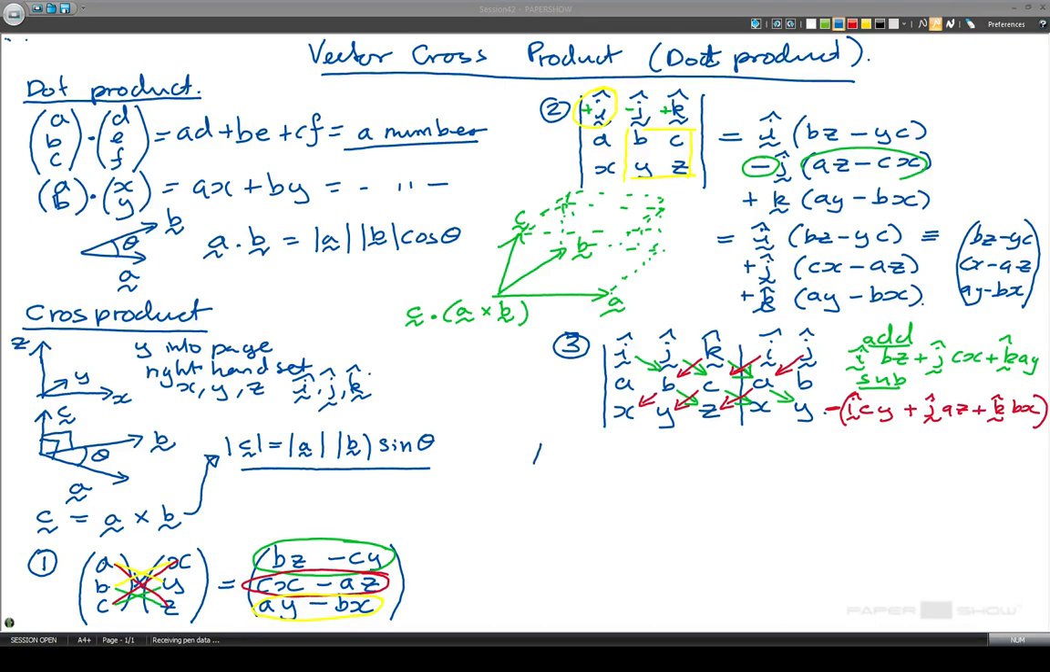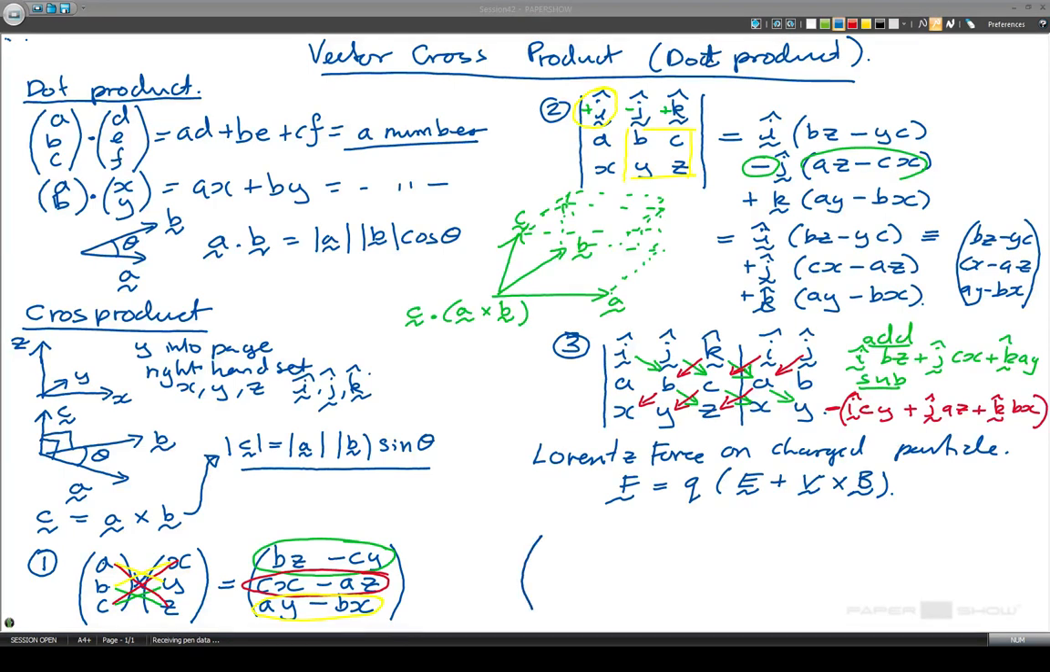Another application is in the Lorentz force on a charged particle, where the force is equal to Q times the electric field plus the velocity of the particle cross the magnetic field. And I think I should just finish off with a couple of examples.